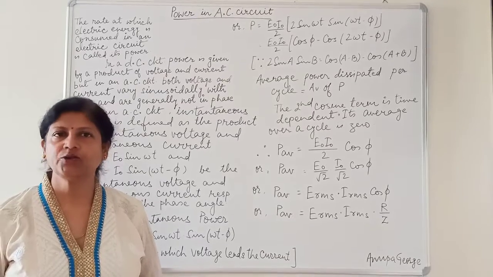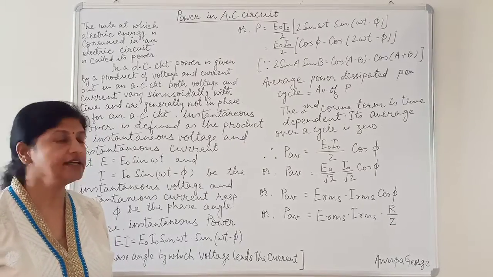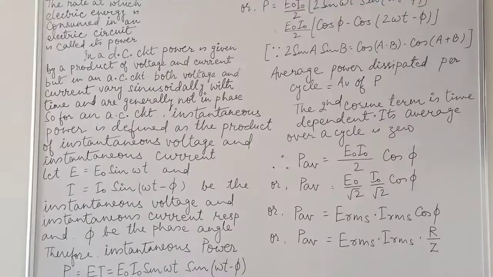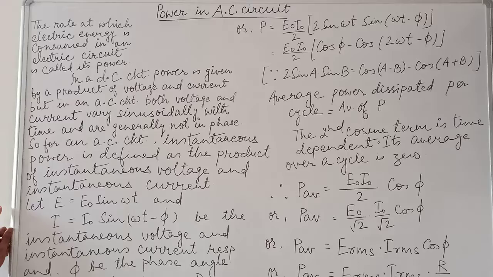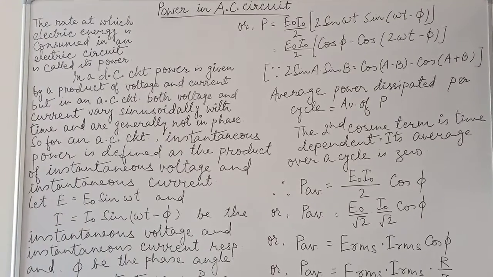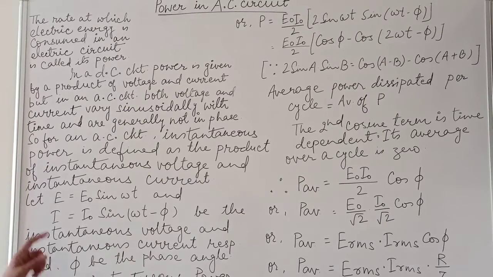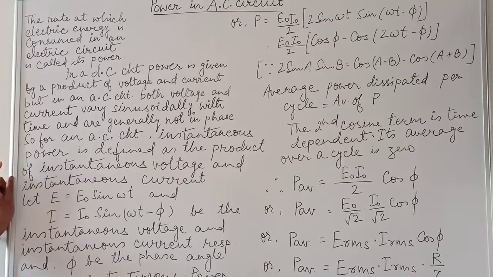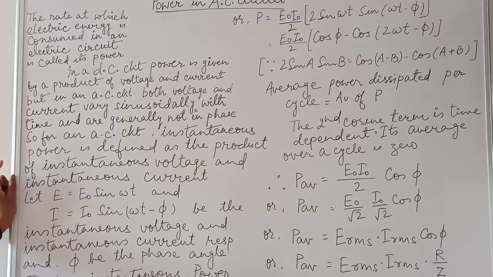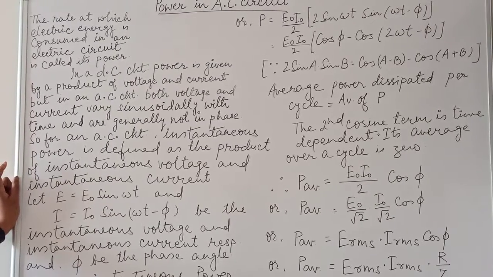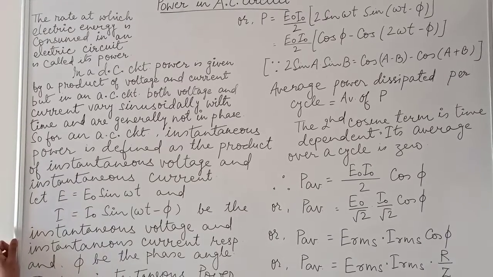Students, today we are going to study power in an AC circuit, alternating current circuit. The rate at which electric energy is consumed in an electric circuit is called its power. In a DC circuit, power is given by the product of voltage and current. But in an AC circuit, both voltage and current vary sinusoidally with time and are generally not in phase.